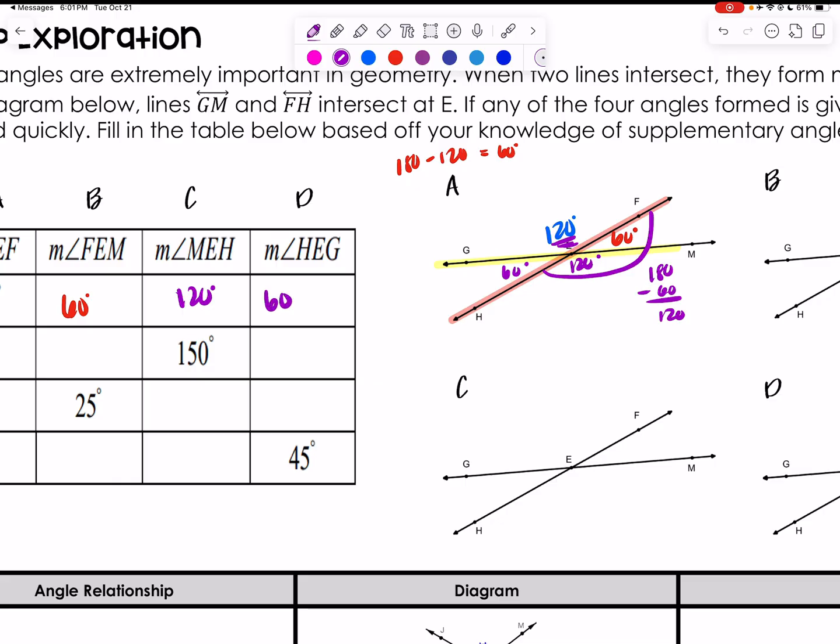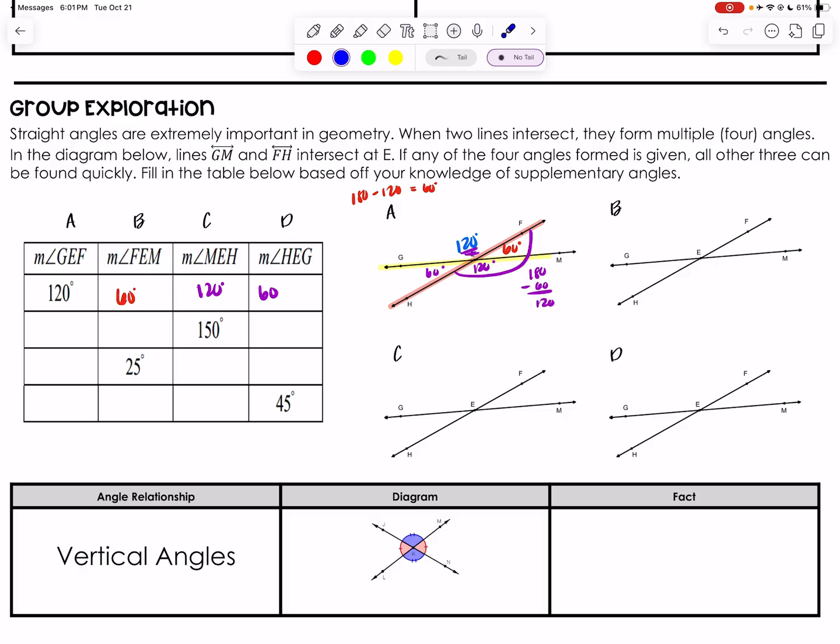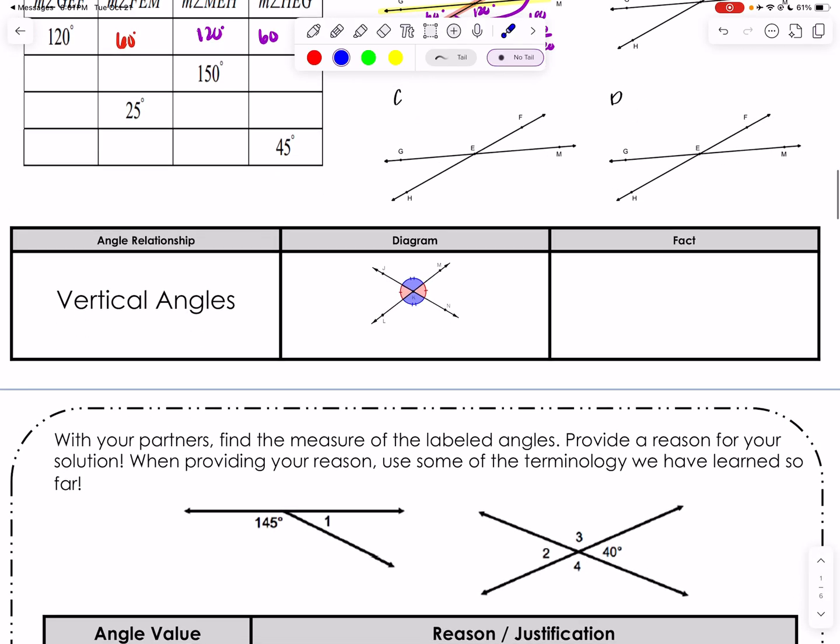So if I look at this image, this is what vertical angles are. Angle HEG and angle FEM are vertical, and then angle GEF and angle HEM are vertical. So when we have angles that are directly across from each other because of two intersecting lines, it will form vertical angles. And vertical angles are always, always, always going to be congruent to each other. So the fact about vertical angles is they will always be congruent to each other.